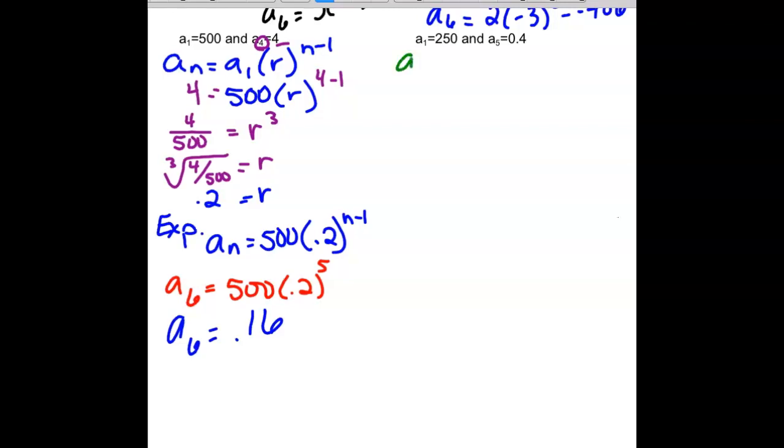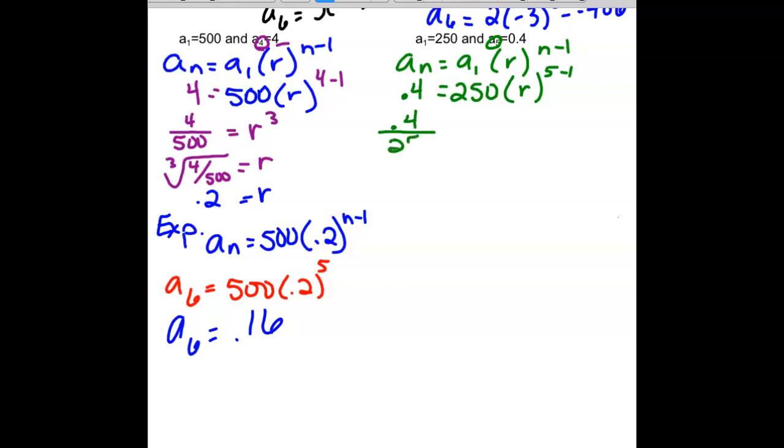All right. Let's plug in what we know. We know it's geometric, so it has to fit this formula. Our first term is 250. And we know that this time when n is 5, we get 4/10 for an answer. All right, so we can divide the 250 over. So we have 4/10 divided by 250. That's going to be the same as r to the 4th power. So now to find r, we actually have to take the 4th root of this.